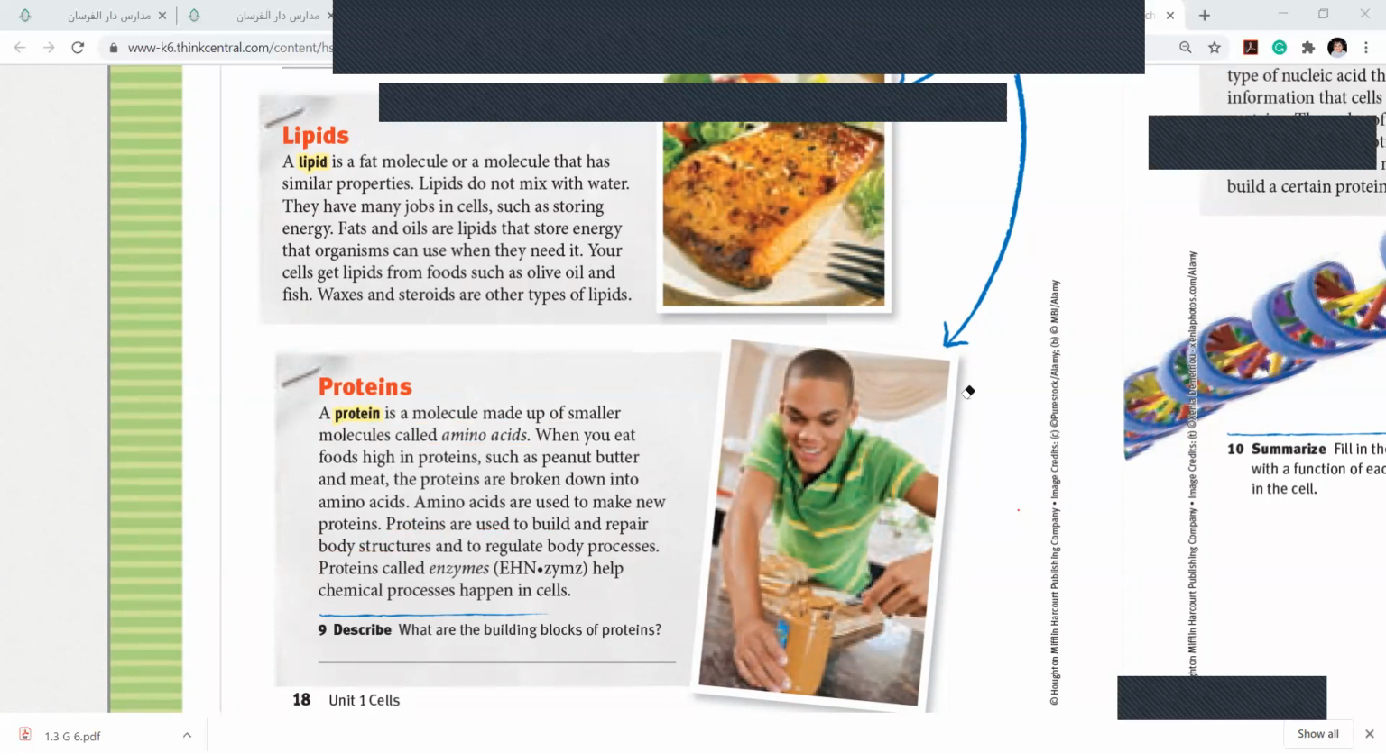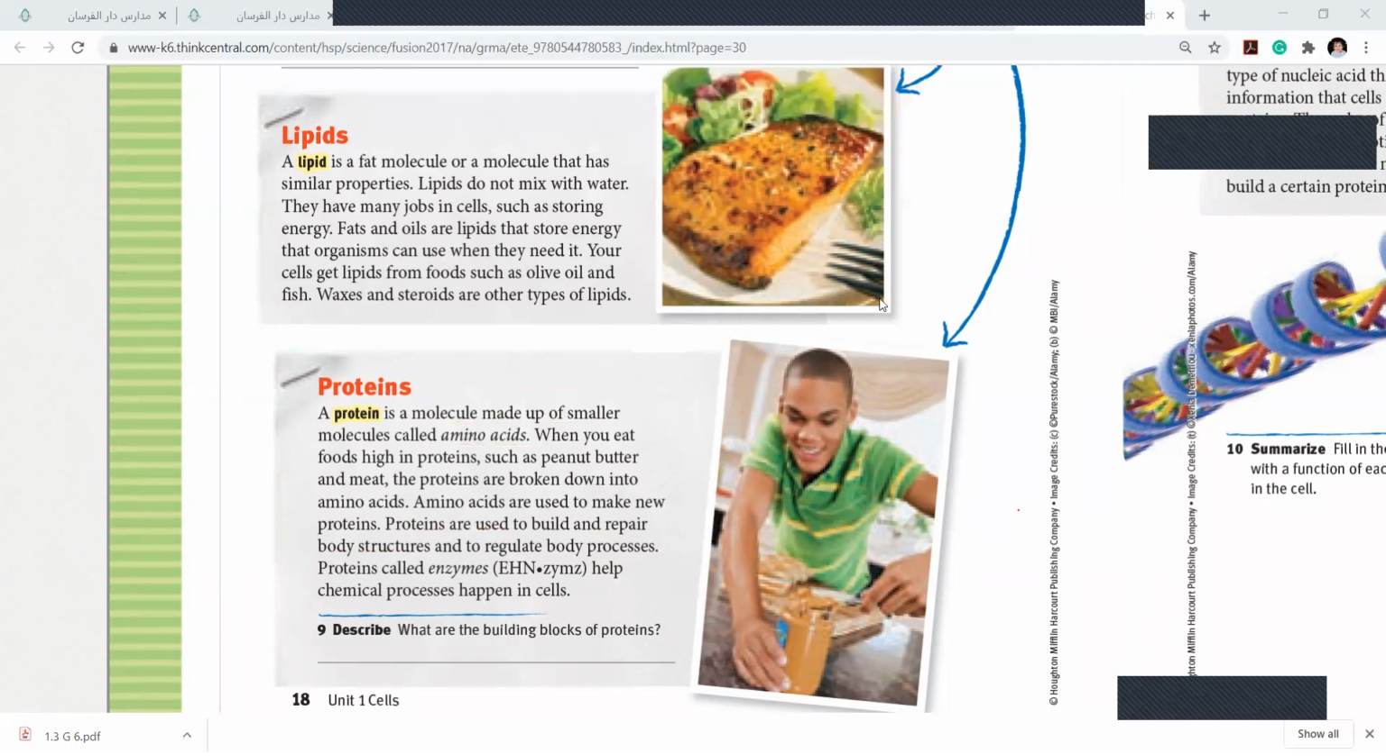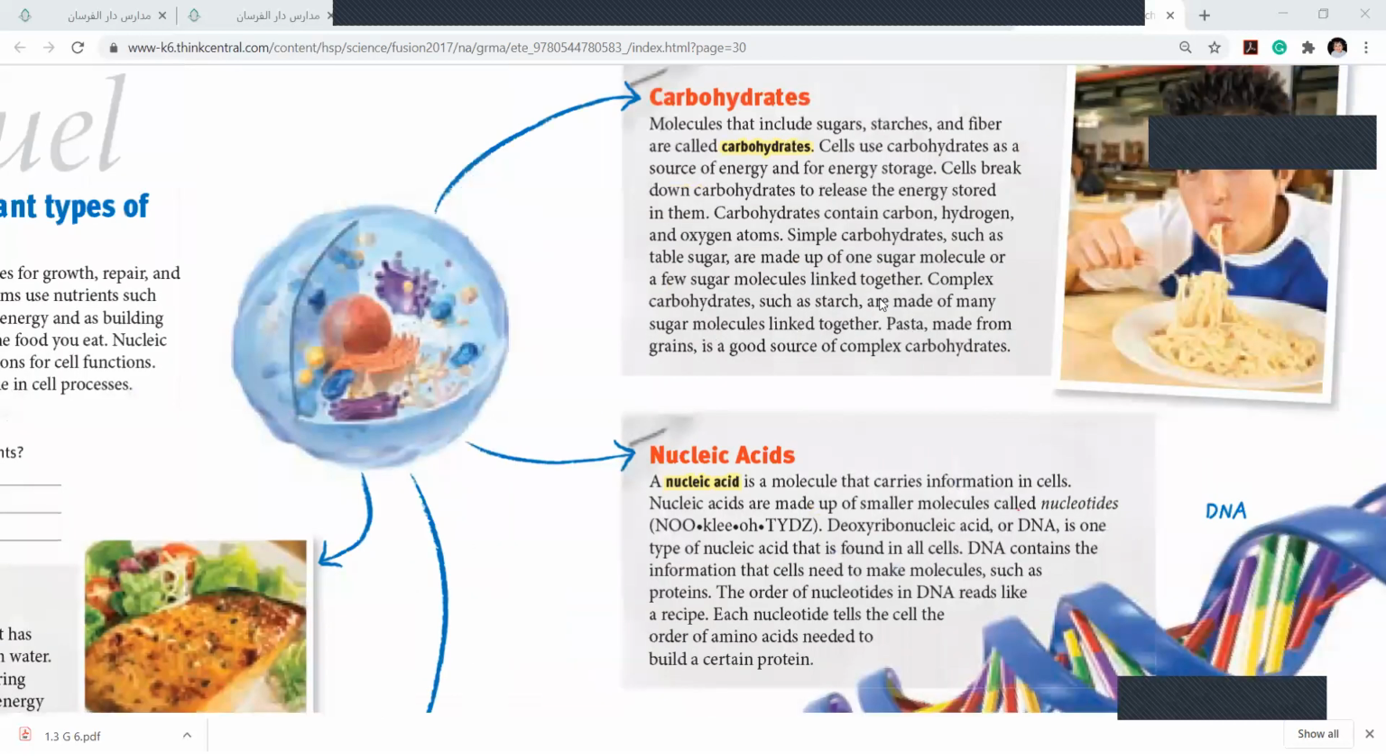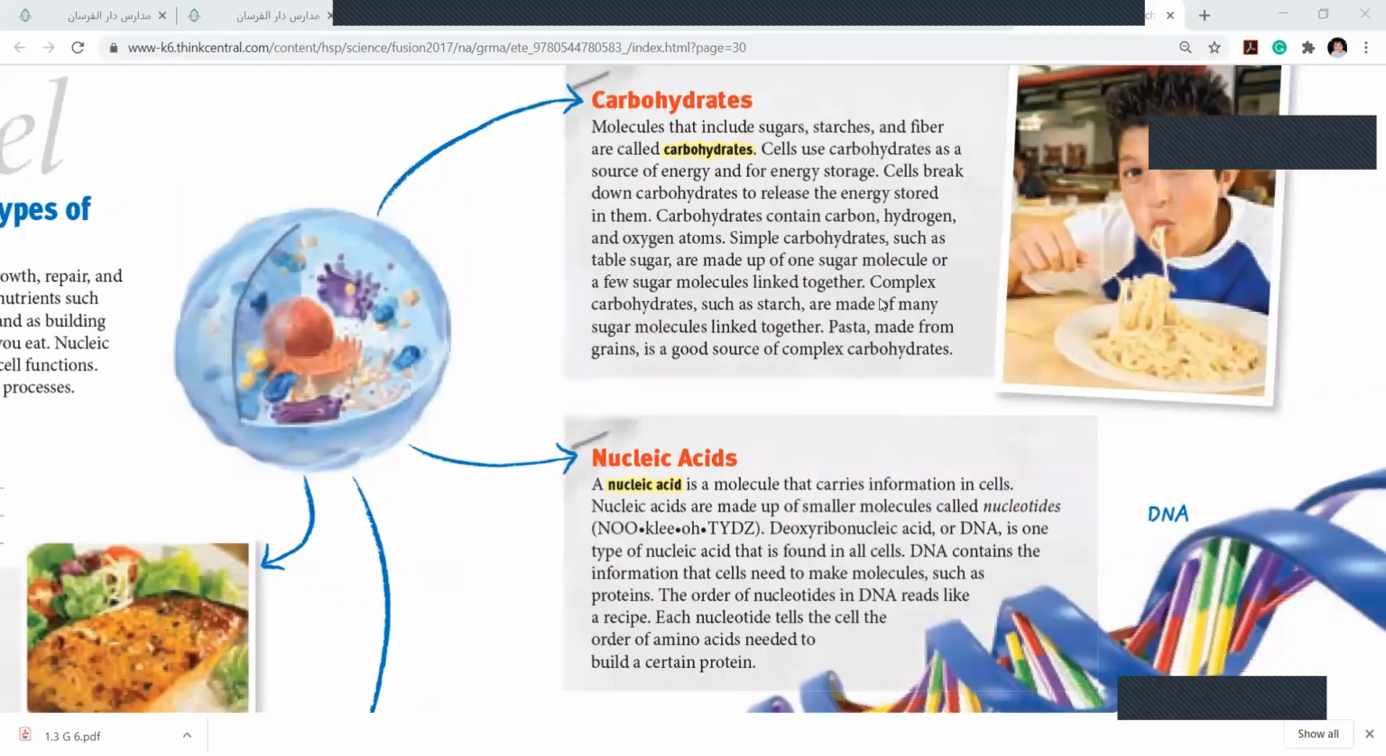You understood about protein? So when you break down protein, you get amino acids, to make a new protein again. And what is the function of protein? It helps you repair and grow the cells or the body.